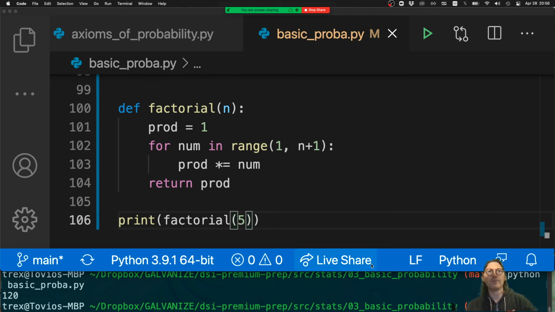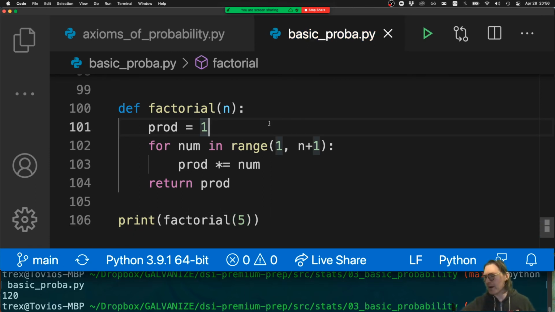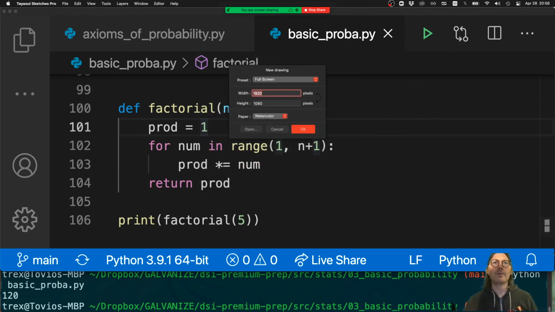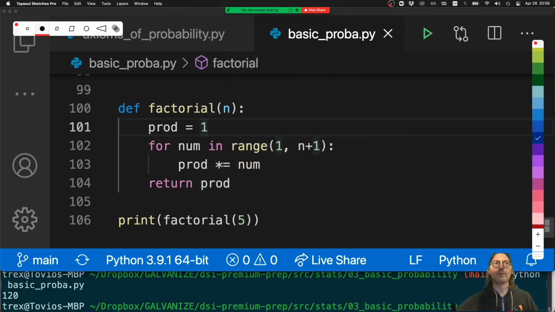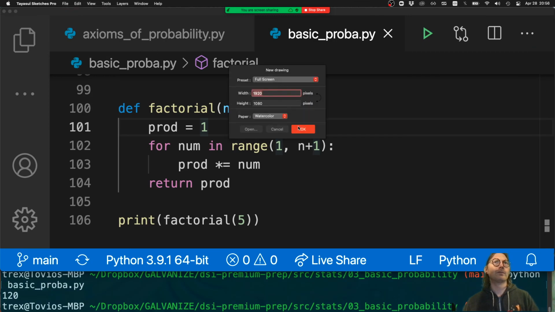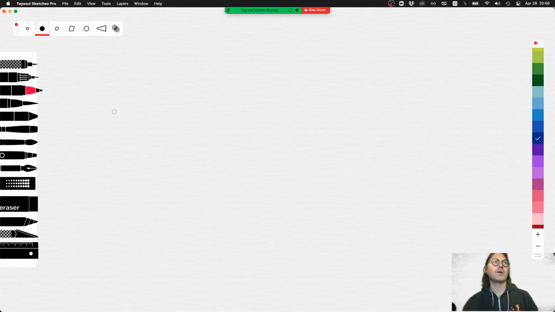Let me see if I can just open my sketch program again that crashed. Hopefully it won't just crash again. That's interesting. Okay.